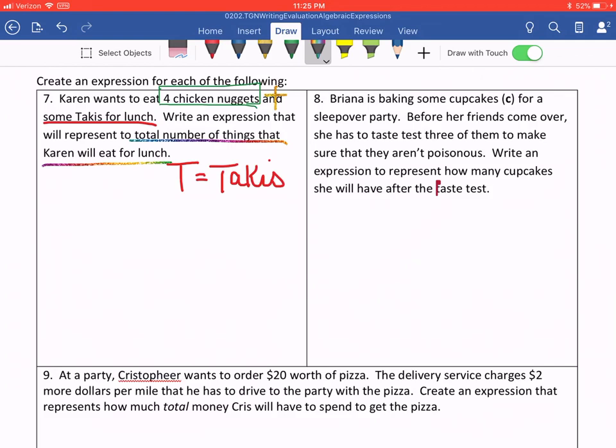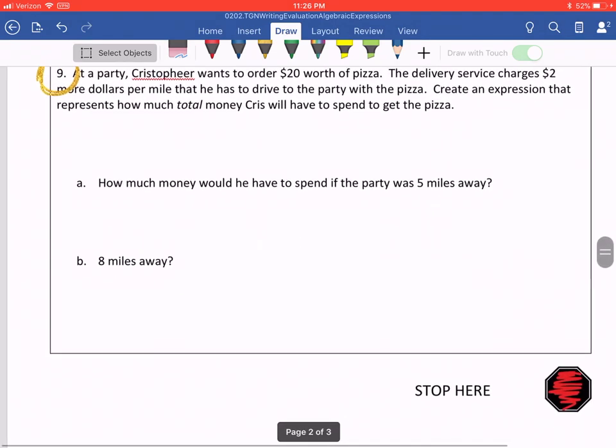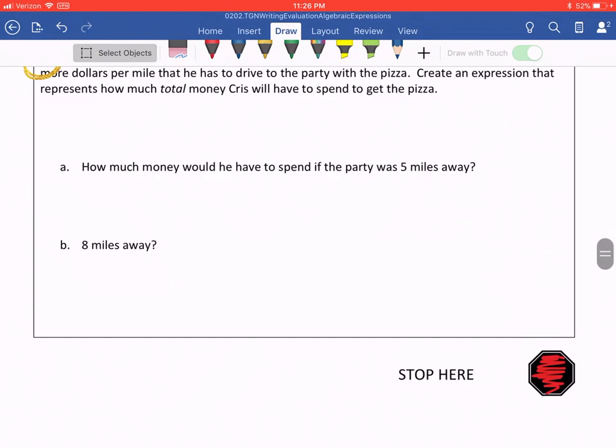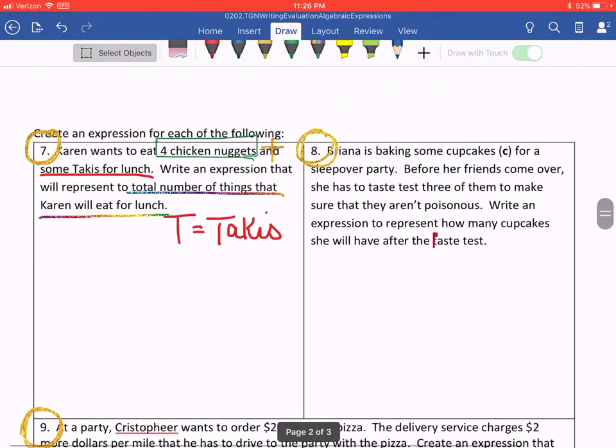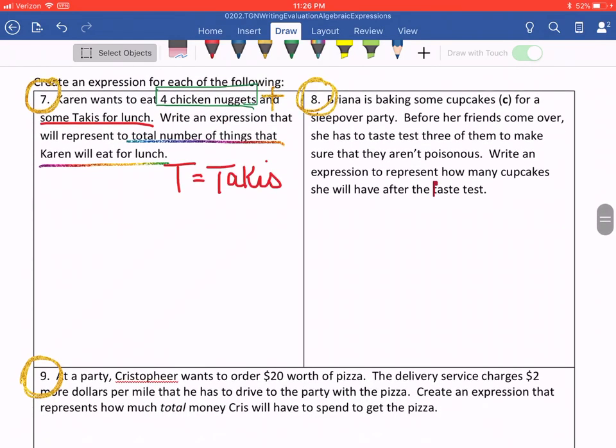Once you've solved number 7, go ahead and also solve number 8 and number 9 all the way down to the bottom where you see it say stop here, and that's where you're going to stop. Just try your best, and we're going to be going over it in class on Monday. See you then.